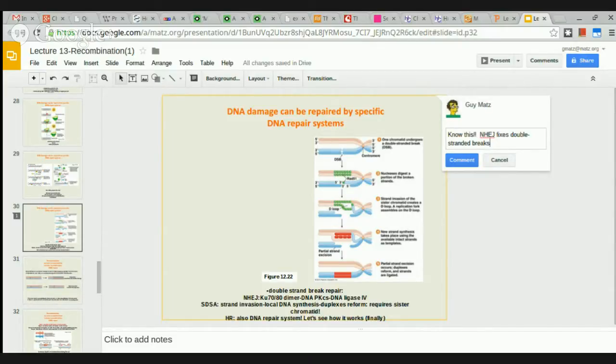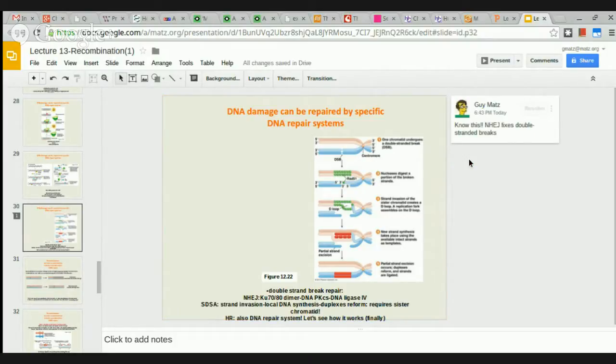NHEJ is what happens when there is no template to fix the double-strand break. Example, in G1, before DNA replication, if the DNA has not been replicated and you break a chromosome, this happens with ionizing radiation, X-rays, for example, radioactivity or X-rays. Let's say the cell's in G1, and there is no sister chromatid. So the NHEJ can actually fix that.